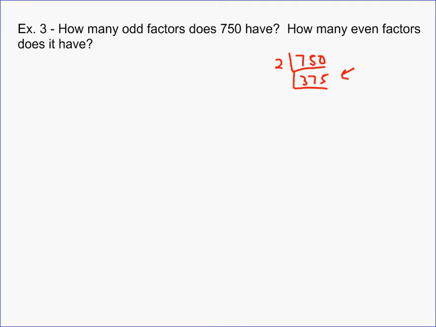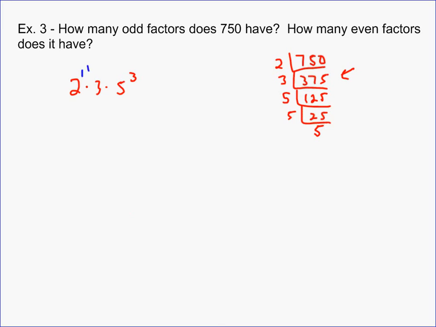3 is going to go into this because 3 plus 7 plus 5 is 15, so I know 3 goes into there. And it turns out that 3 goes into it, I think, 125 times. You may need to use a calculator or a piece of paper to figure that out. 3 doesn't go into 125 because 1 plus 2 plus 5 is 8, which is not a multiple of 3. But I know 5 goes into this. And 5 is going to go into 125 25 times, and then 5 obviously goes into 25 5 times. So your prime factorization of 750 is 2 times 3 times 5 to the 3rd.